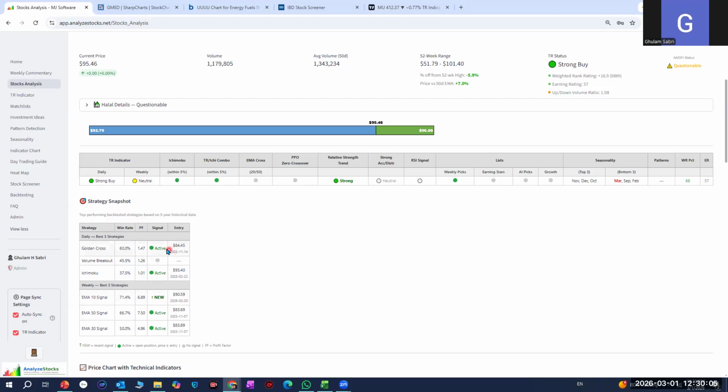And out of these five, the golden cross was already given some time ago. When was it given? 14th of November last year. Ichimoku Cloud also gave a signal. When was it? 23rd of, it's daily, so it was not last day, it was last week, 23rd of February. So this seems to be a very good candidate. Its WRPCT is 68, which means it has beaten 68% of stocks.